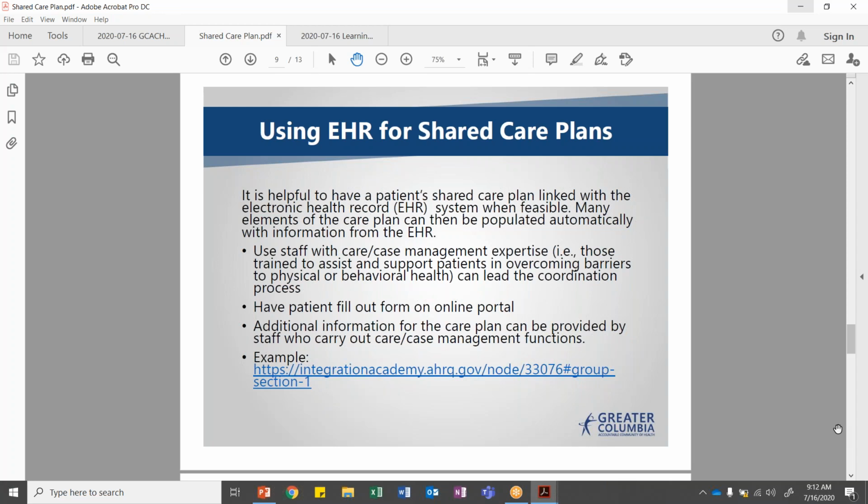So these can be the providers, your other case managers, a caseworker, behavioral health people, everybody who's involved in that patient's care team. One strategy is to have the patient fill out a form on a practice's online portal and have this information automatically populated as part of the care plan. That way you are guaranteeing that the patient is providing input in their care plan. Additional information for the care plan can be provided by staff who carry out care or case management functions. We did provide an example on this slide deck. The link there will send you to a good example that was done by Cherokee Health Systems in Tennessee.